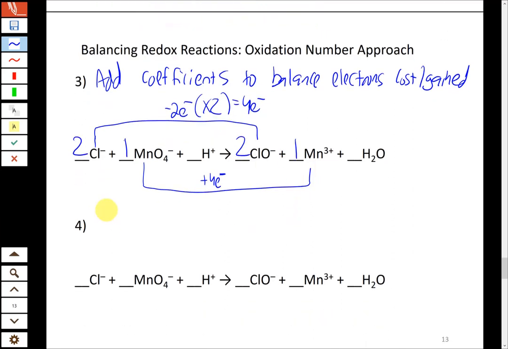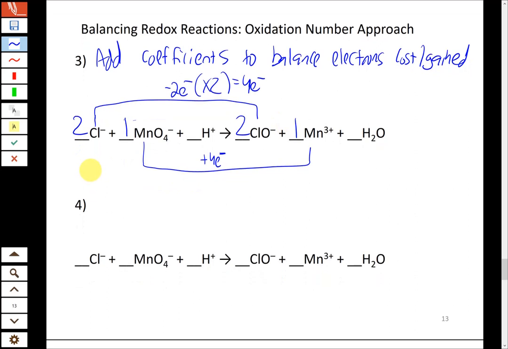So at this point, we don't want to change the coefficients on any of these reactants and products. The ones that we've set so far, 2 for Cl-, 1 for permanganate, 2 for hypochlorite, 1 for manganese 3+, those coefficients we don't want to adjust anymore, because that will throw off the balance of the number of electrons. We have to leave those the same. So the rest of this is what we just balance by inspection.